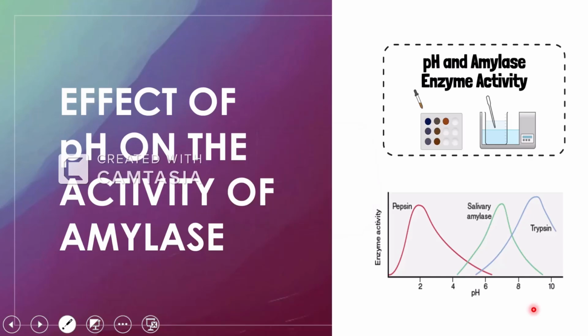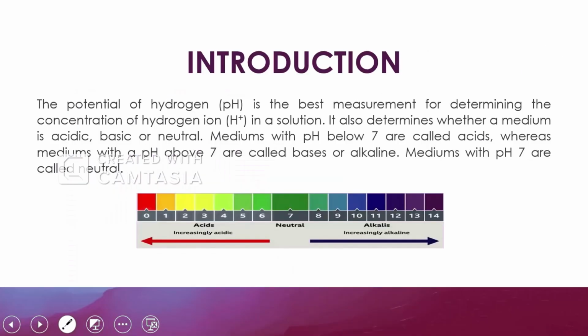Today, we are looking at the effect of pH on the activity of amylase. We'll start by saying the potential of hydrogen, which is the pH, is the best measurement for determining the concentration of hydrogen ions in a solution. The pH also determines whether a medium is acidic, basic, or neutral.